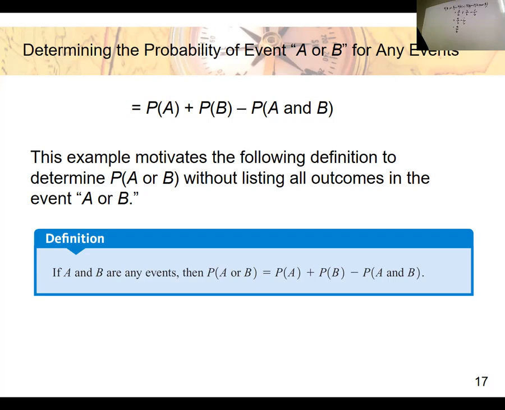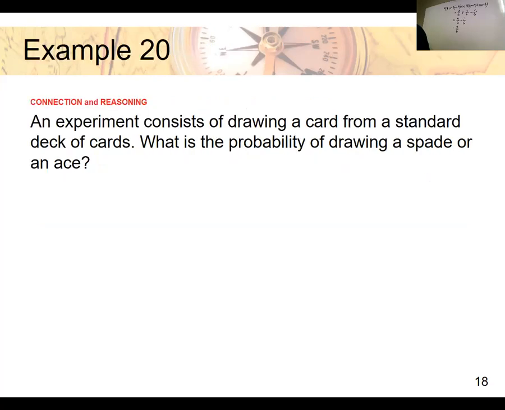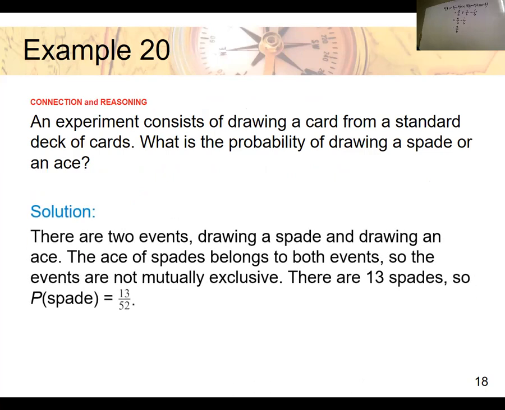So let's say in this example, we have an experiment consisting of drawing a card from a standard deck of cards. What is the probability of drawing a spade or an ace? All right, so here we got two events. One is drawing a spade, the other one is drawing an ace.